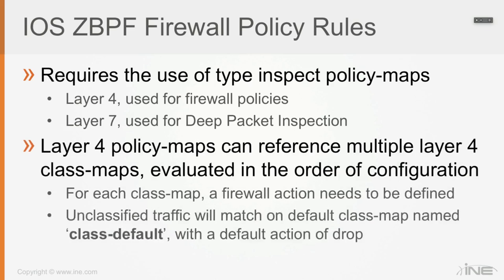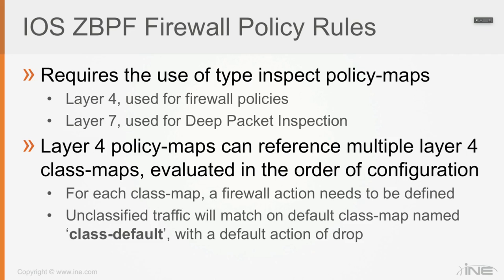Now each layer 4 policy map can reference, as you're going to see, multiple layer 4 class maps, which means the router is going to evaluate those class maps in the order of configuration, top down, just like in a route map. So on one policy map, we call in multiple class maps. And for each class map, a firewall action needs to be defined because each class map identifies some type of traffic. Like we're going to have class map A to match on HTTP traffic, class map B on FTP traffic. And we want to take different actions for each of those two types of traffic.